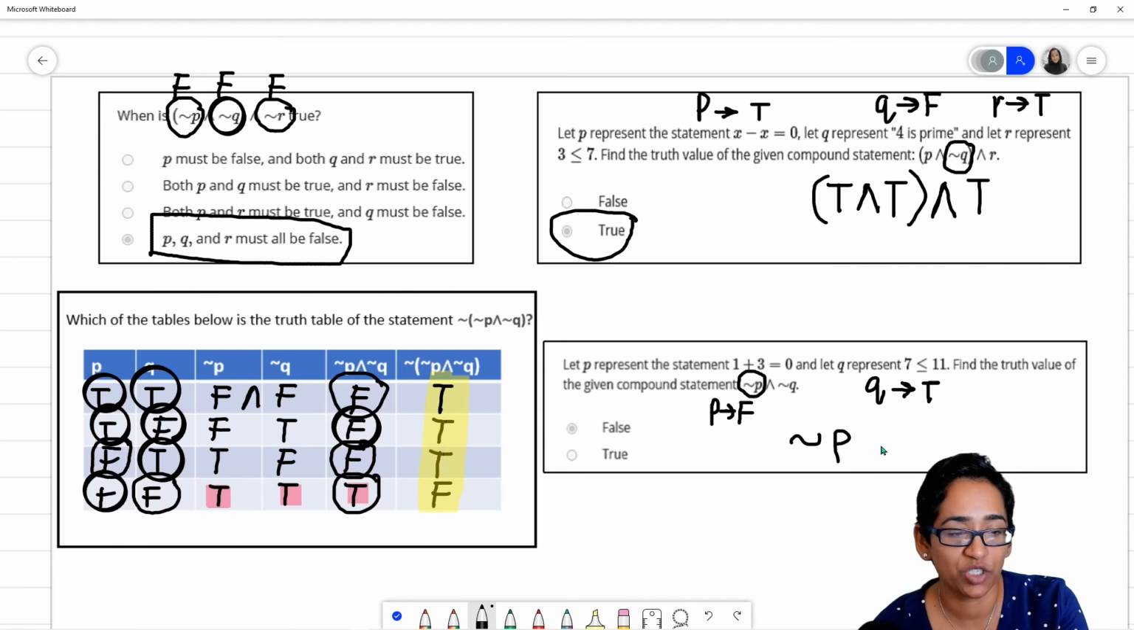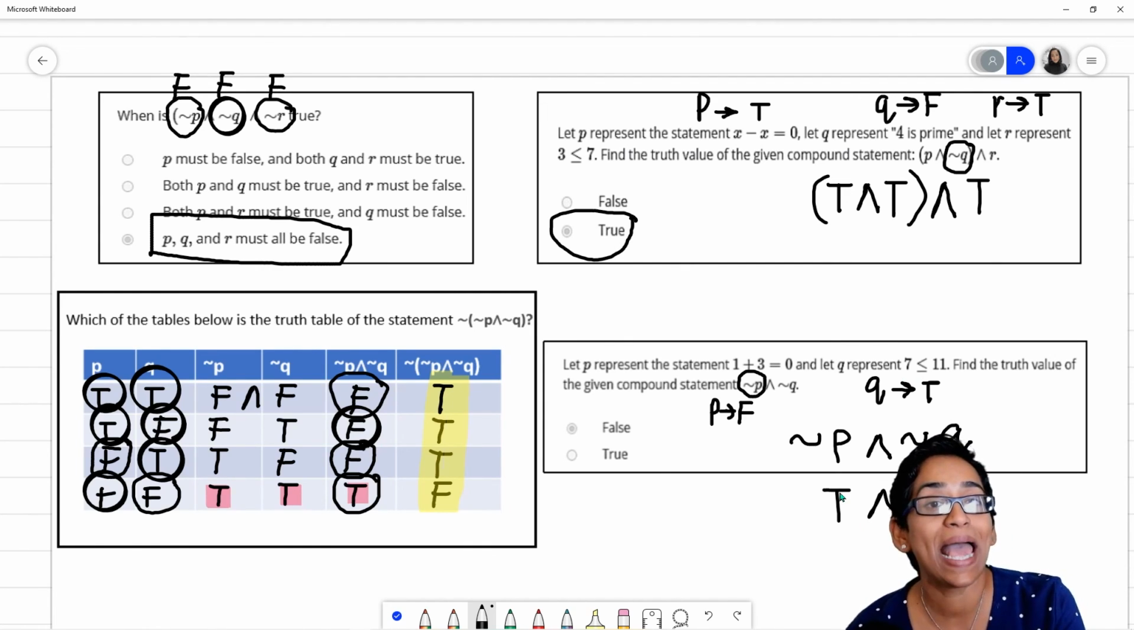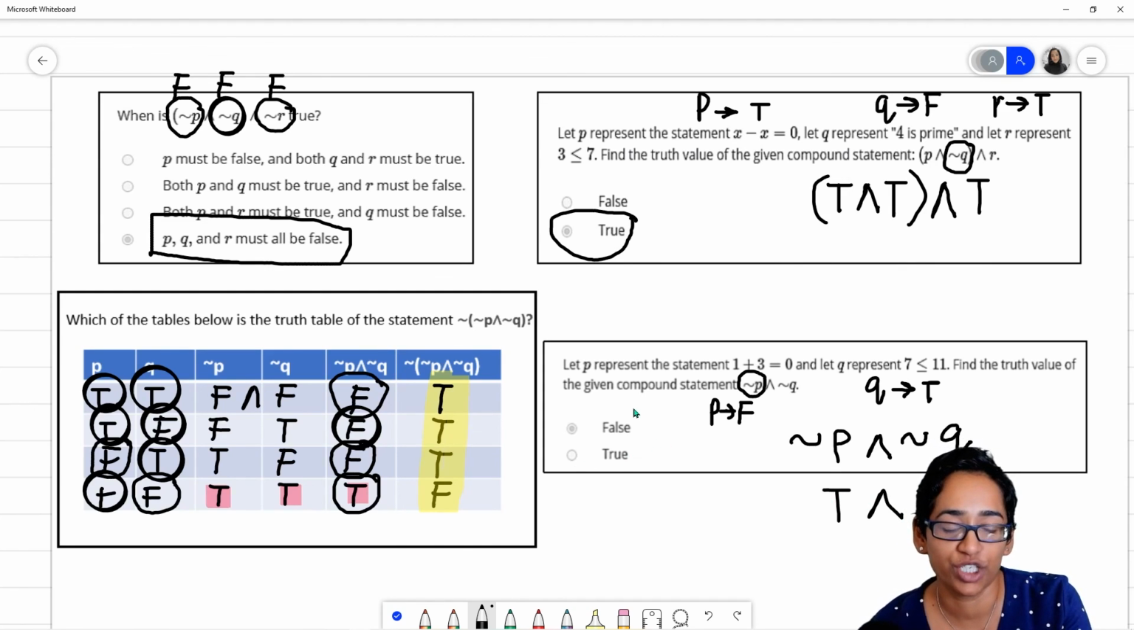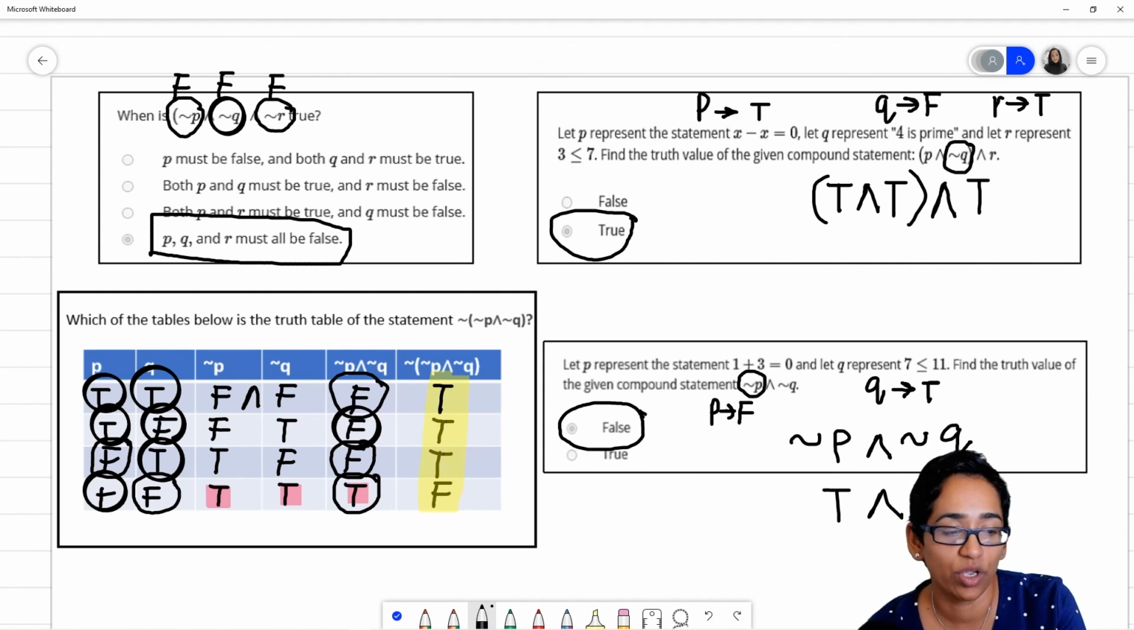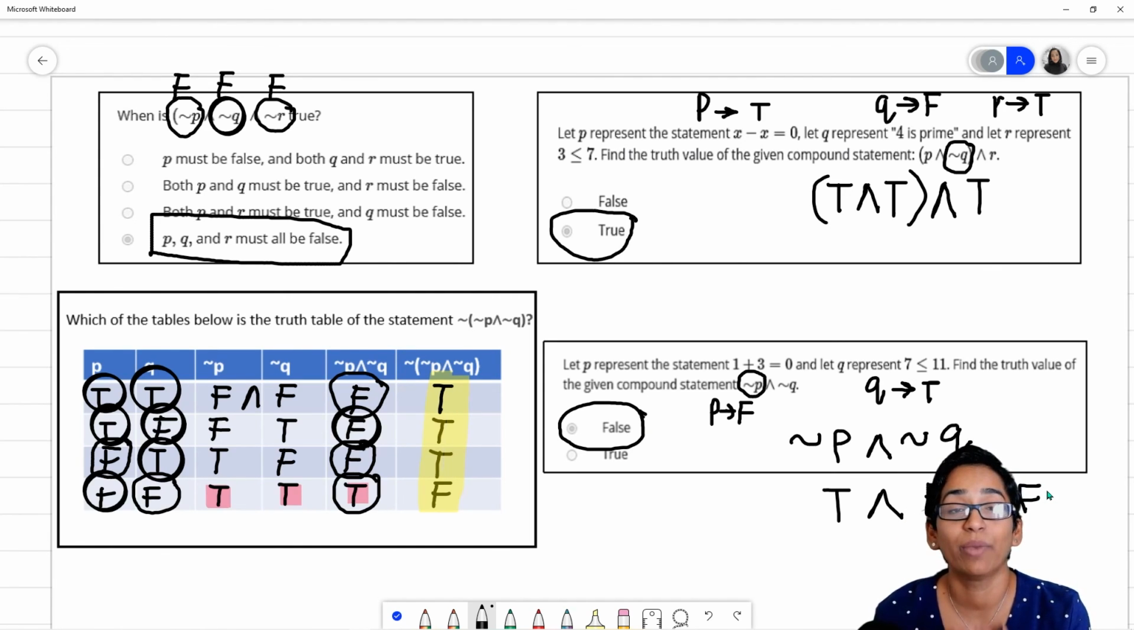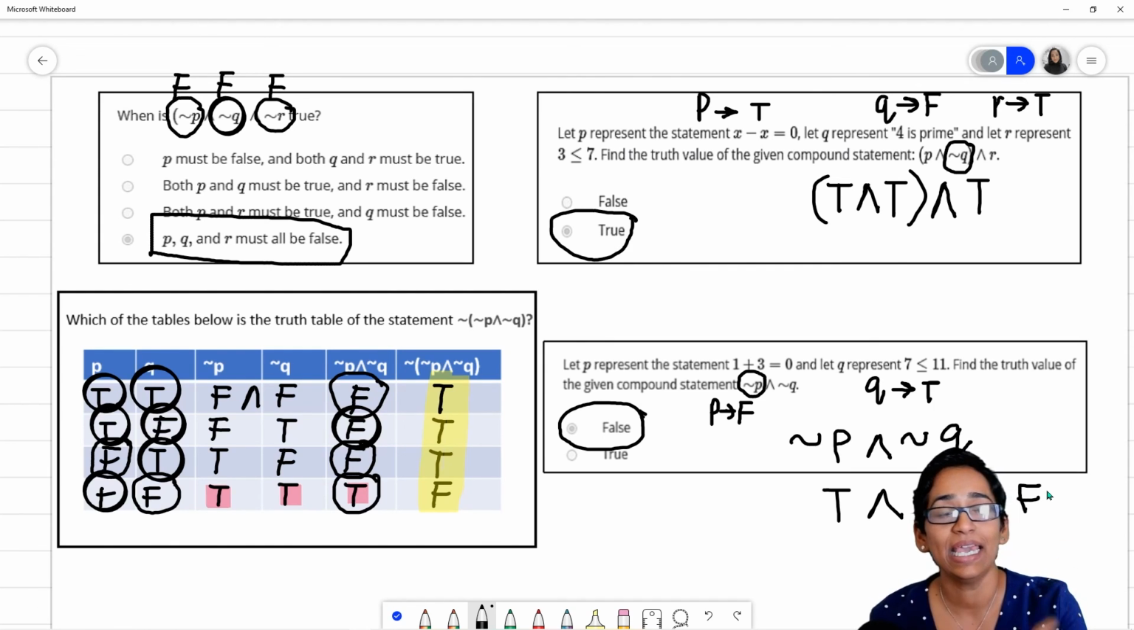Let's do it here. Not P and not Q. P is false, so not P is true. And Q is true, so not Q is false. True and false is false. Remember, it's conjunction. True and false is false. I highly, highly recommend having the truth tables that I will be attaching with these videos when you are working out these problems. That way you can see and you can work them out.